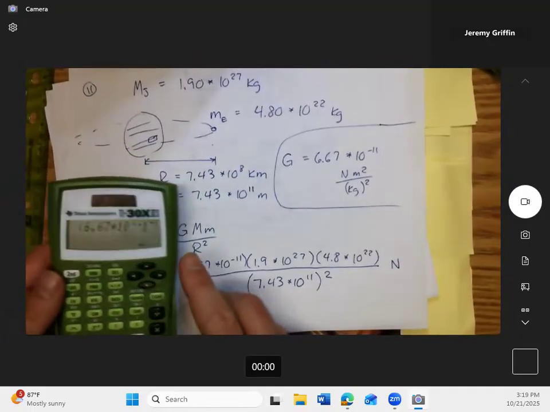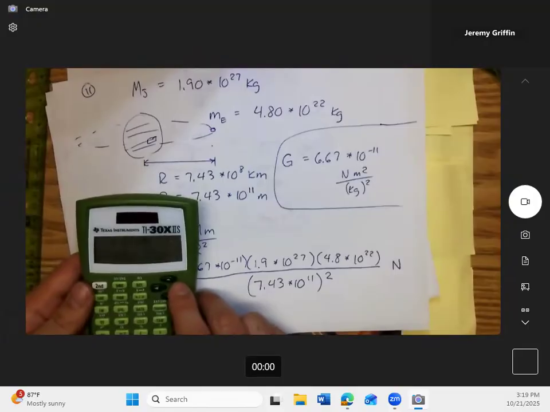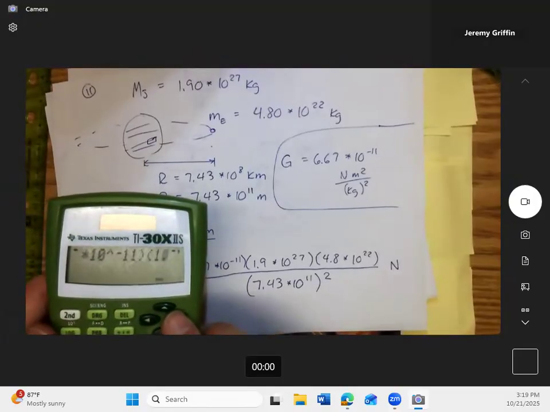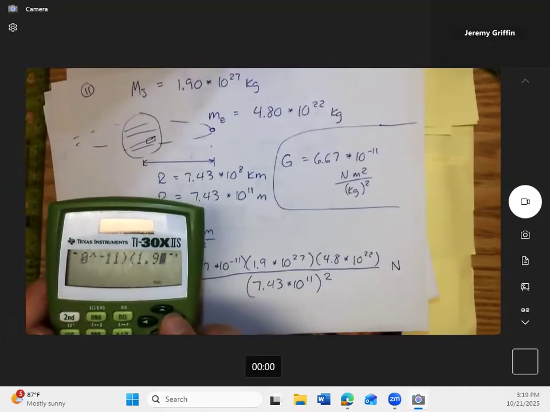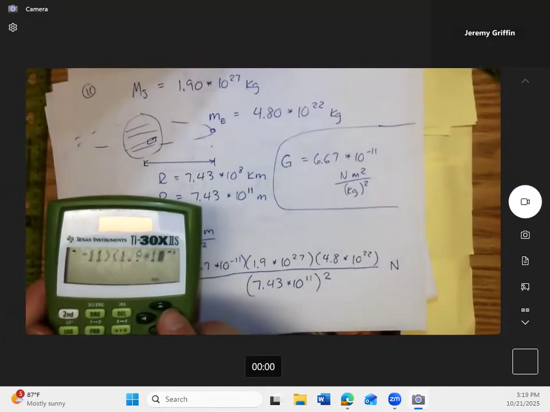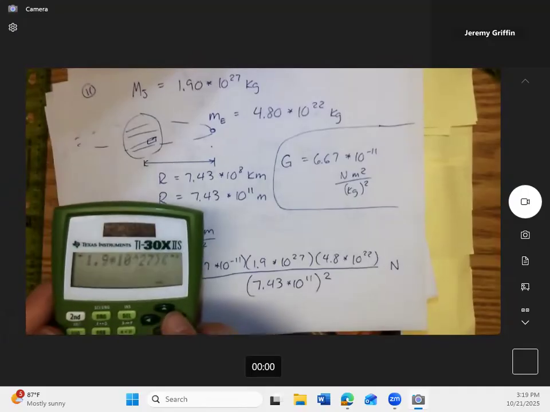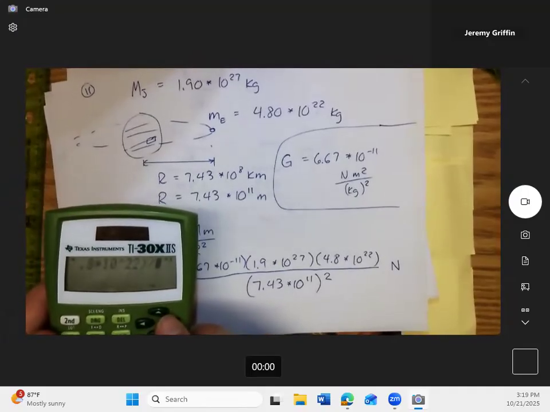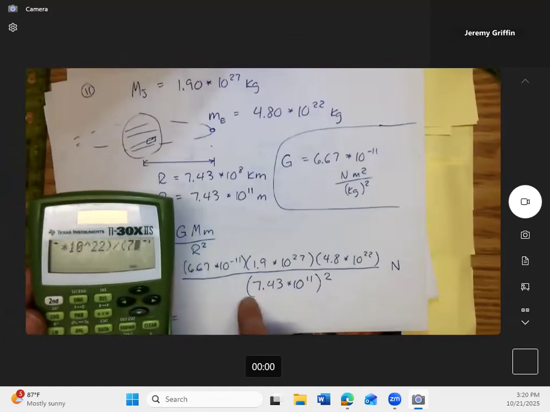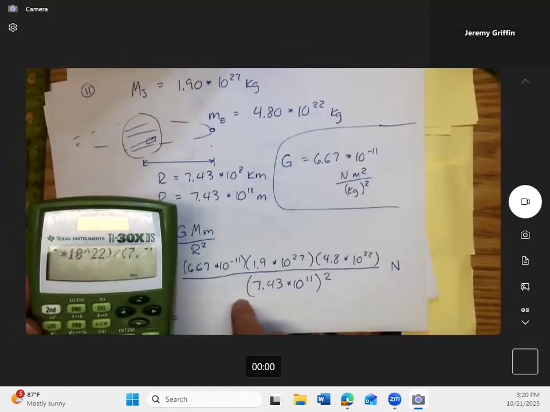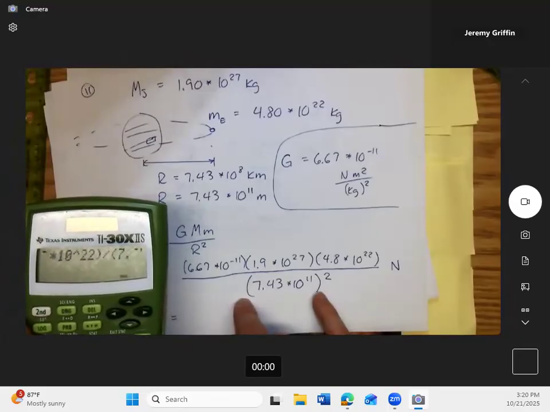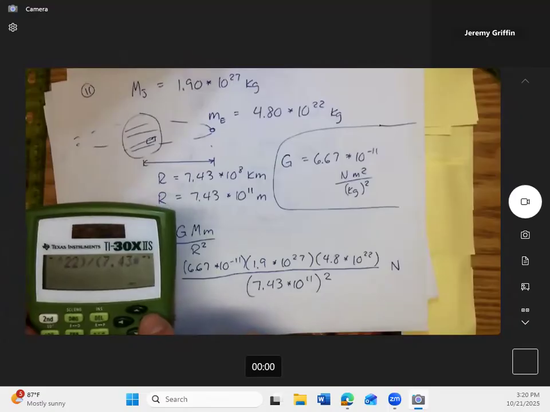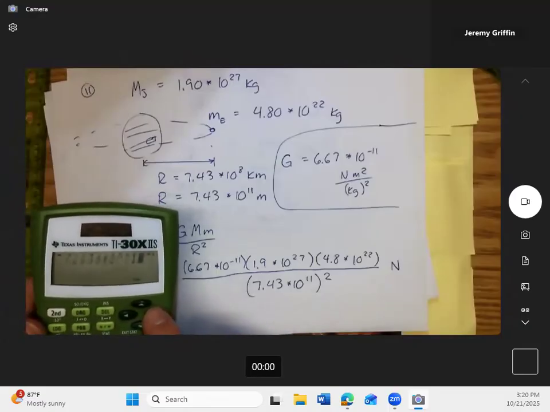So I started with an open parenthesis, do 6.67 times 10 caret negative 11. Then, on this calculator, if you do close parenthesis, open parenthesis, it knows to multiply. But not all calculators do, but this one does. 1.9 times 10 to the 27, close open. 4.8 times 10 to the 22, close, divide by, and then open. It's really critically important that you open a parenthesis after you hit divide by, because this whole thing's being squared and there's stuff multiplied in here. So you gotta get that. It's 7.43 times 10 to the 11, and that's all squared.